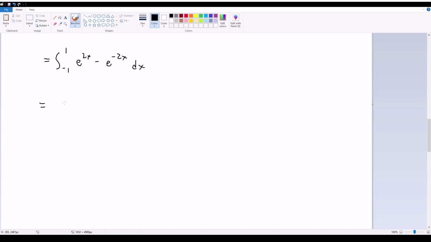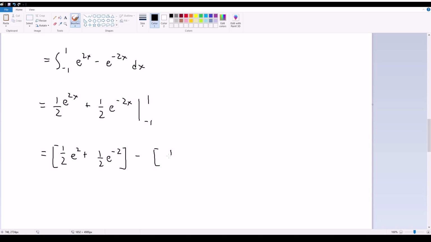Integrating this, 1/2 at the front, e to the 2x, minus -1/2, so plus 1/2 e to the negative 2x, from -1 to 1. 1/2 e squared plus 1/2 e to the negative 2, minus 1/2 e to the negative 2 plus 1/2 e squared, in which case, let's see, this term cancels with this term, and this term cancels with this term, therefore we have 0, therefore the integral is 0, therefore our two linear combinations are orthogonal because their inner products integrate to 0.